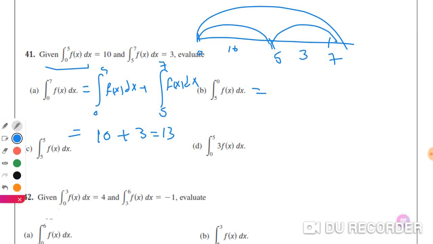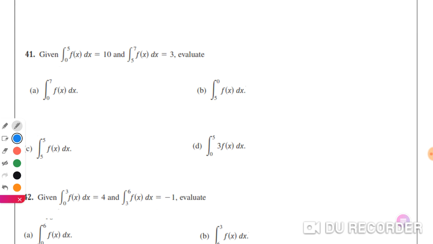For this one, it is one of the properties. The integral from 5 to 0, no, I know 0 to 5. This means to get this definite integral, I switch the upper limit of integration with the lower limit. It will be negative 10. One of the properties: if you switch, change the sign of the given definite integral.